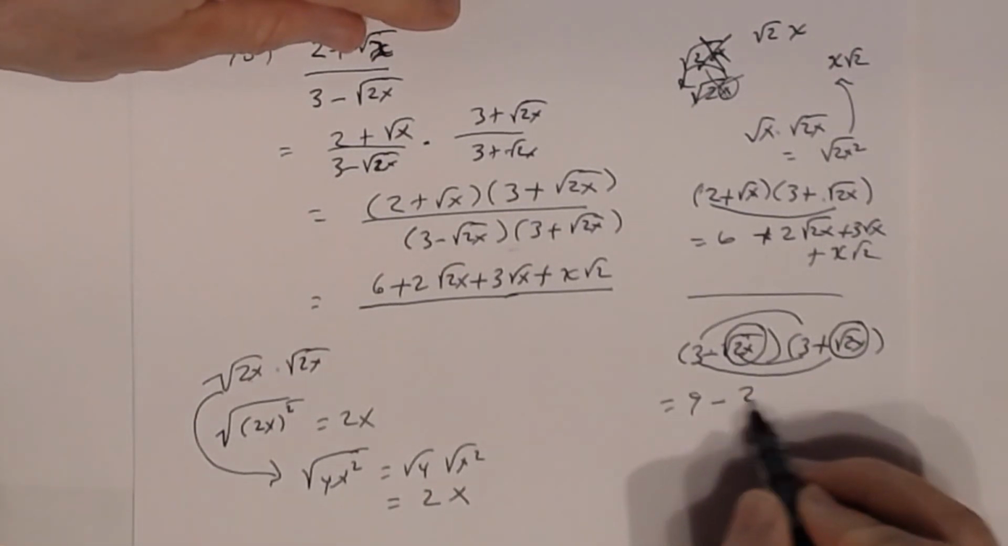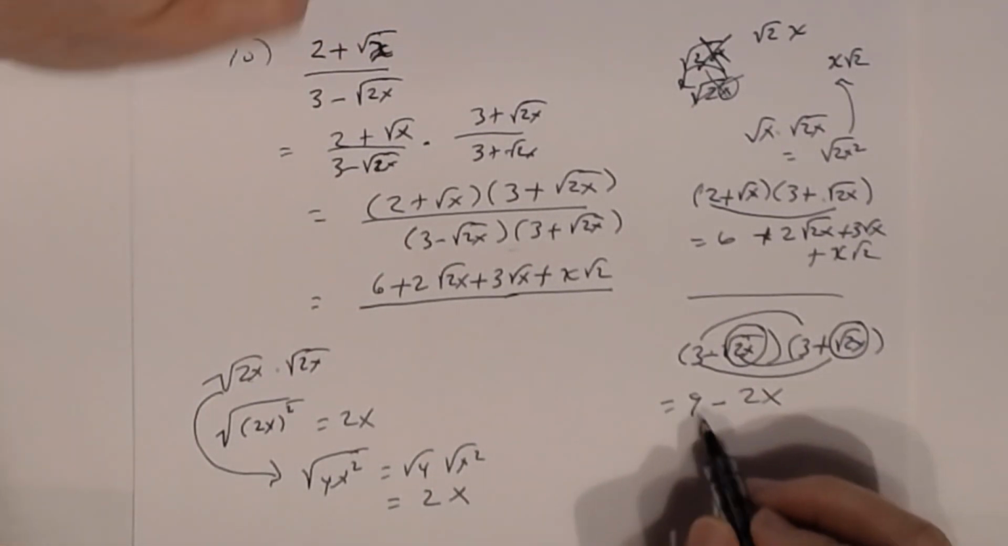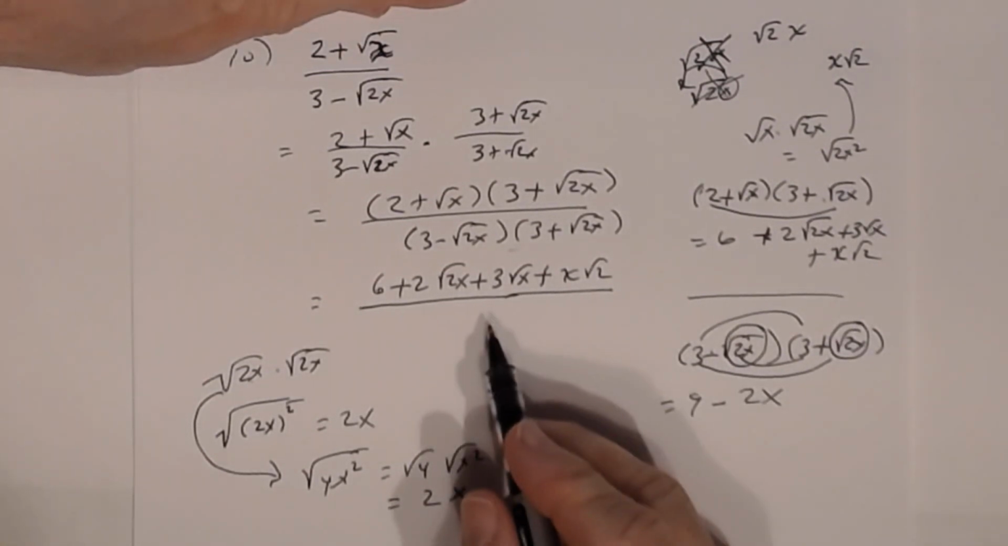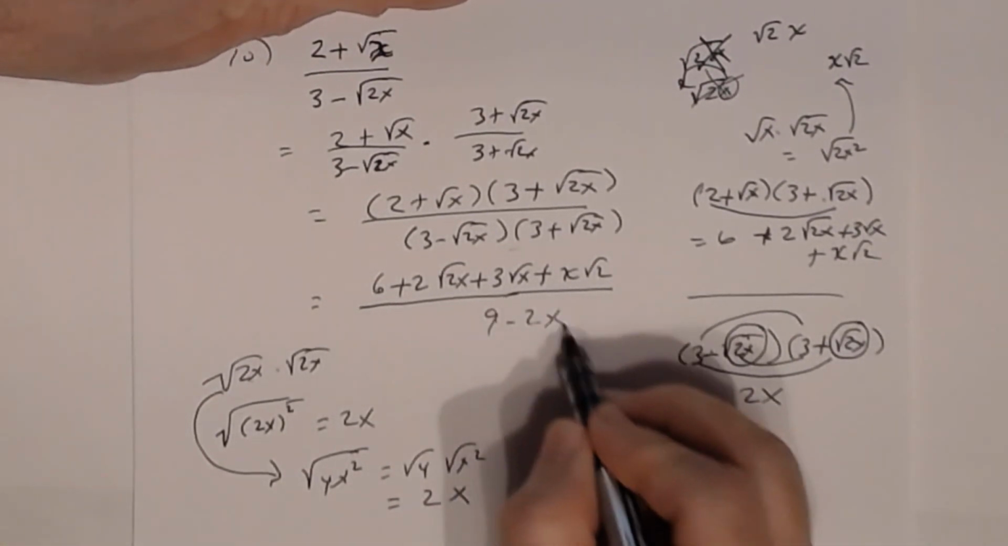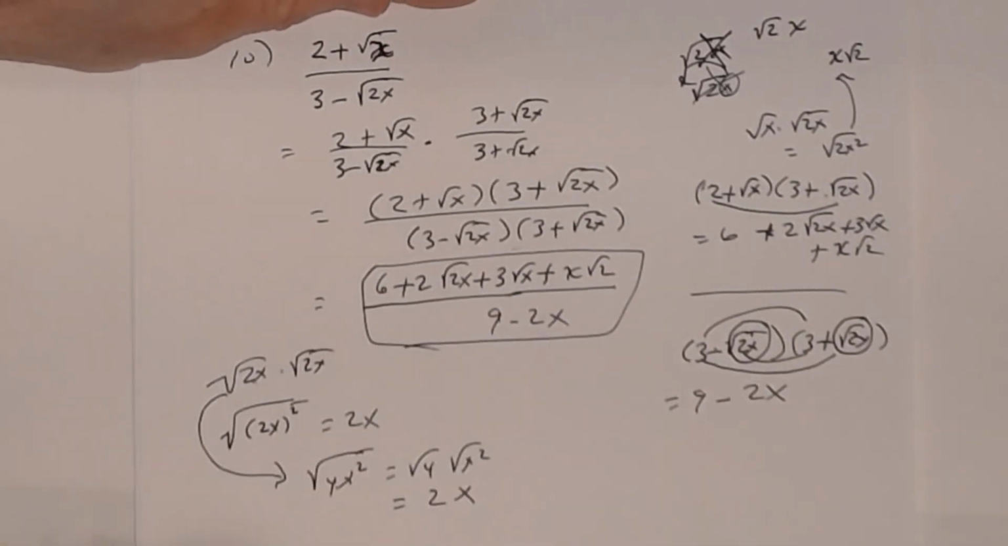So this becomes 9 minus 2x, and there's nothing you can do here. Those are not like terms, so you're just going to write it here. And that's it. That's your answer. That's all you can do.